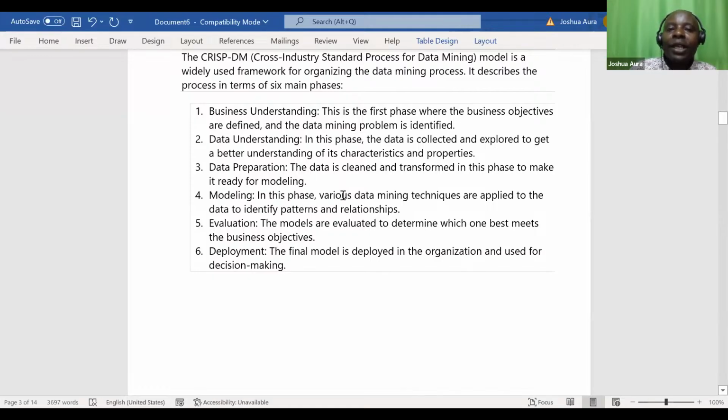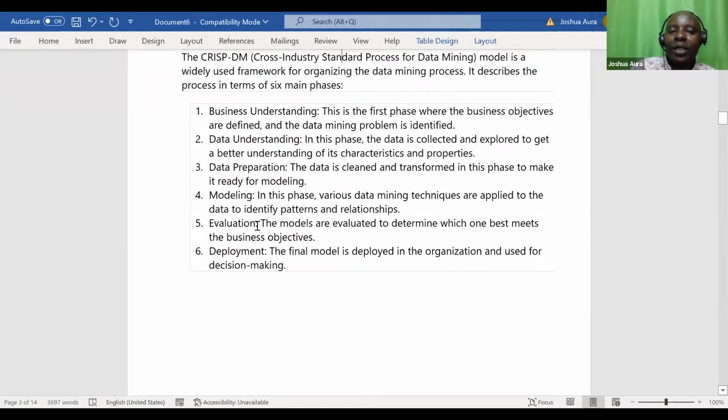In the modeling phase, various data mining techniques are applied to the data to identify patterns and relationships. Like you can decide to make use of regression analysis to come up with a regression model for purposes of prediction. Then we have evaluation. The models are evaluated to determine which one best meets the business objectives.